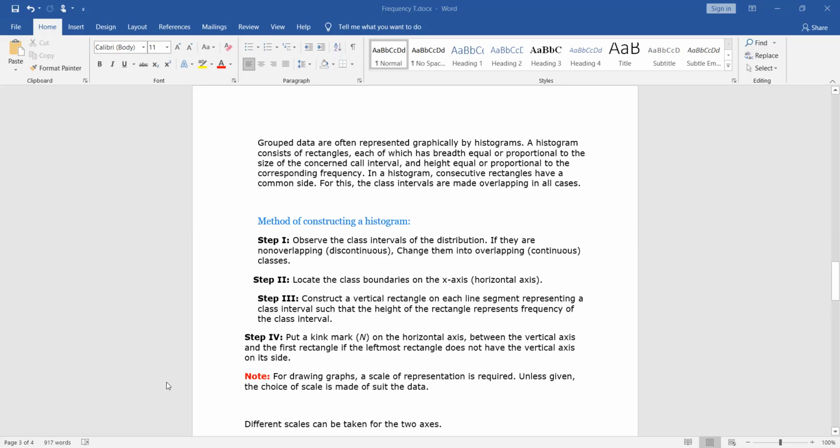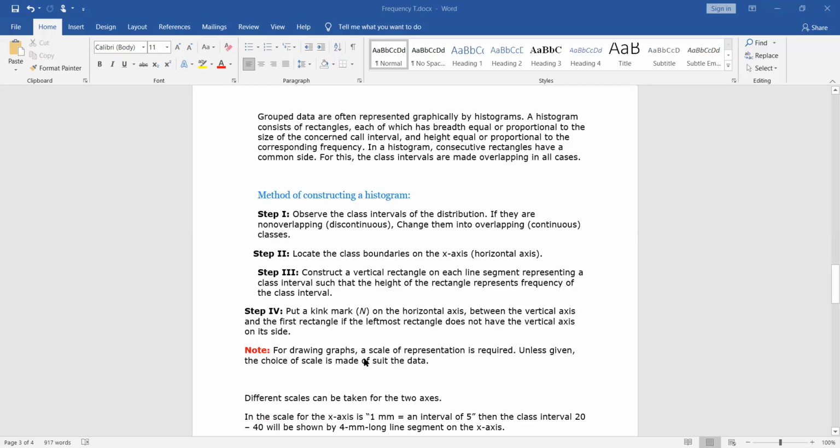If the scale cannot fit in your graph, sometimes we make a zigzag form, which is called a kink mark. Or if you don't want to take the kink mark, you just choose your scale in this way, so that you can cover all the values. Sometimes we need to take a suitable scale which covers all our values, on the horizontal axis, between the vertical axis and the first rectangle, if the leftmost rectangle does not have the vertical axis on its side.